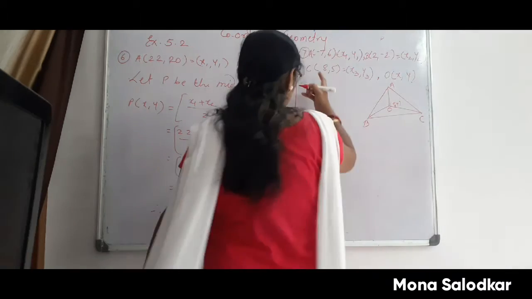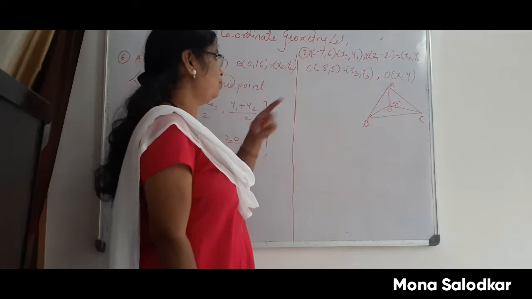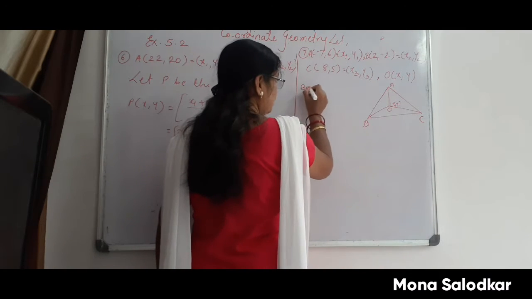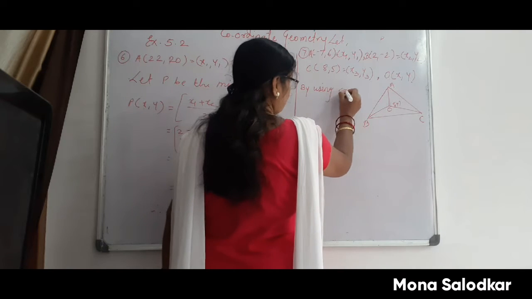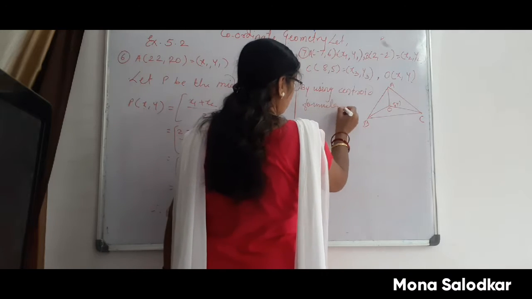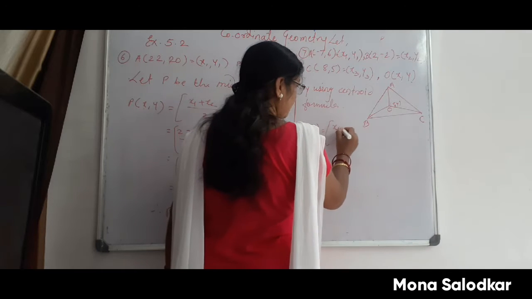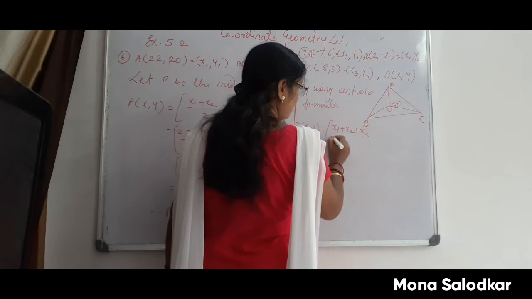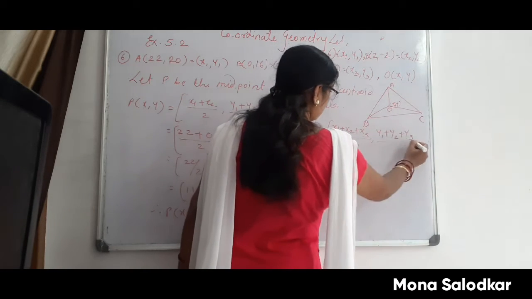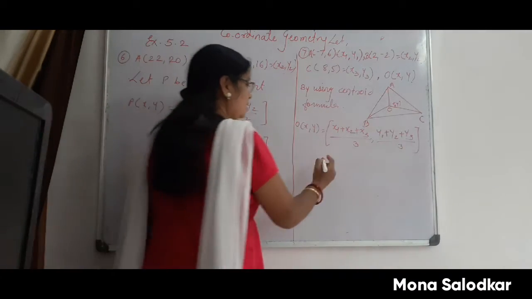Here which formula do you have to use? First let A equal (x1, y1), B equal (x2, y2), C equal (x3, y3). Now we use the centroid formula. Now what is the centroid formula? You have to find out the coordinates of O. The centroid formula is (x1 plus x2 plus x3) upon 3, (y1 plus y2 plus y3) upon 3.